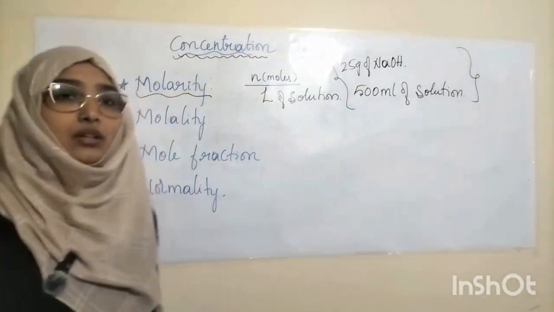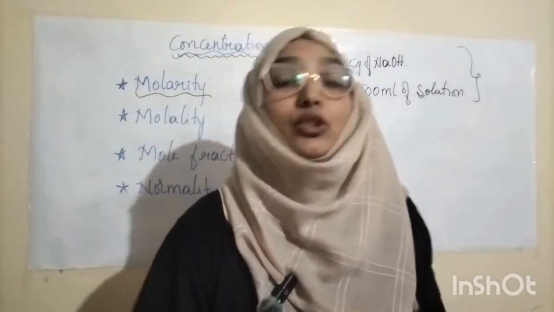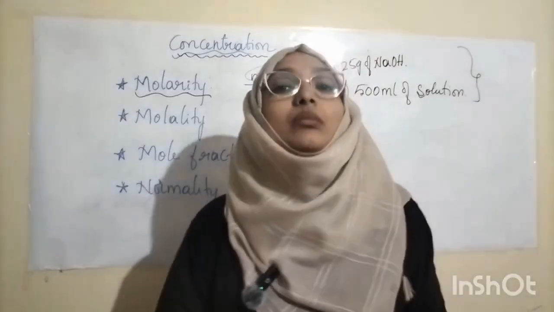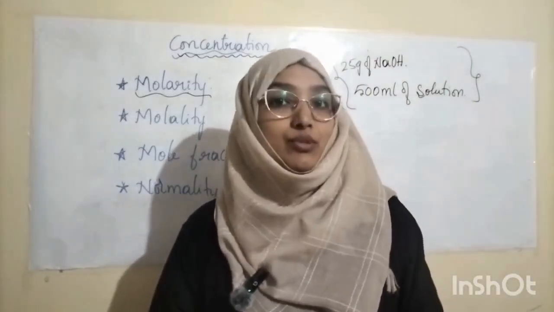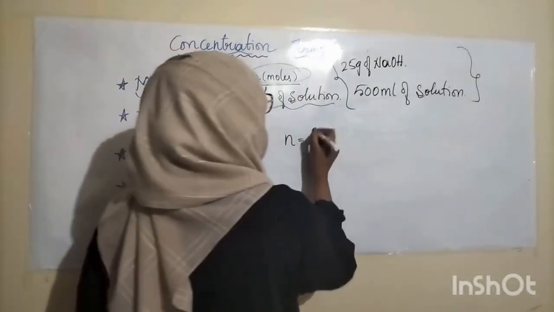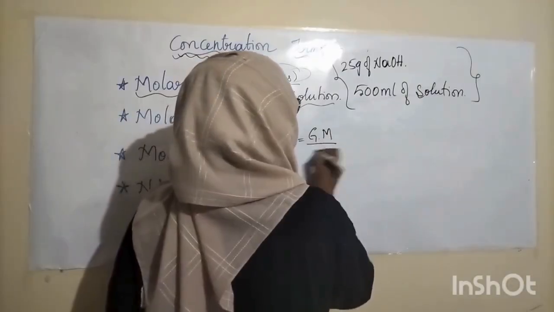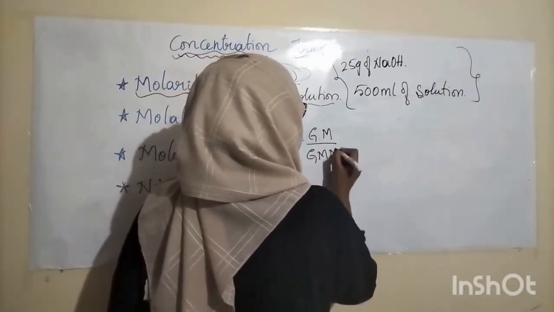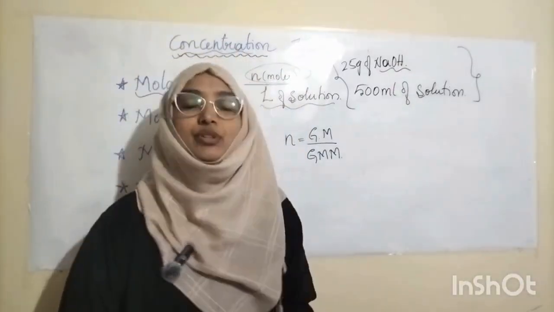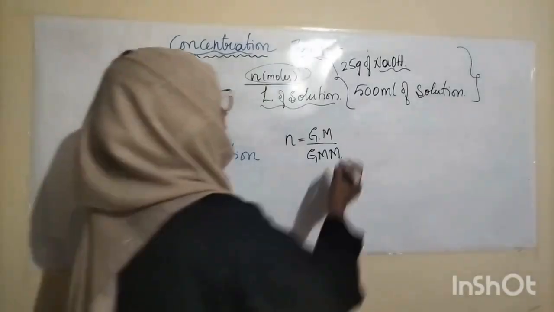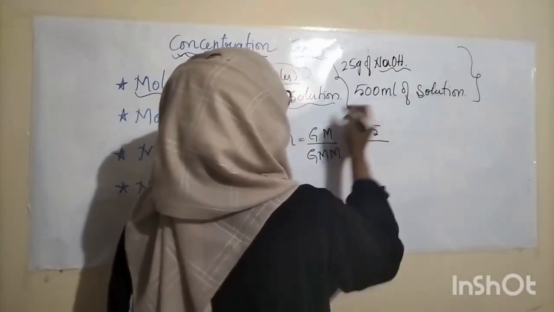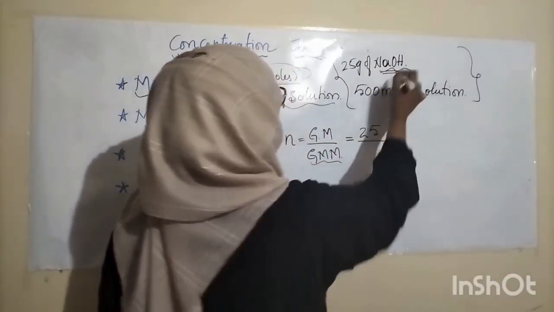How can you do that? Ma'am, you just now told that you have to consider number of moles and liter of solution, but where are the number of moles? How can you check for number of moles? Please note it down. We can calculate number of moles by the given mass and gram molar mass of a chemical compound. So how can we check now? What is the given mass? It is 25 grams. And what is the gram molar mass of your NaOH?